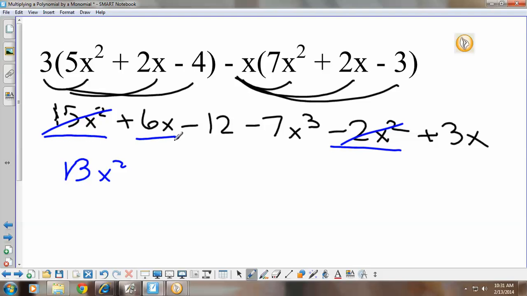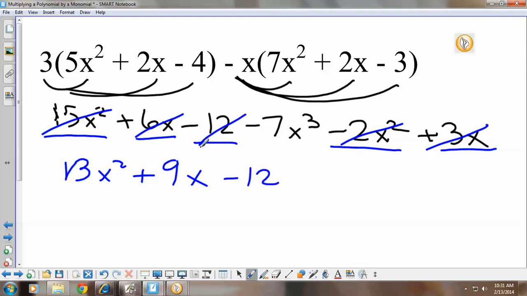What about 6x? Is there anything to add to that? Positive 3x. So 6x plus 3x is 9x. So I've used the x terms. Now go to the next. We have negative 12. Anything to add to that? No, negative 12. What about x cubed? Negative 7x cubed. No, so I'm just going to bring that down.